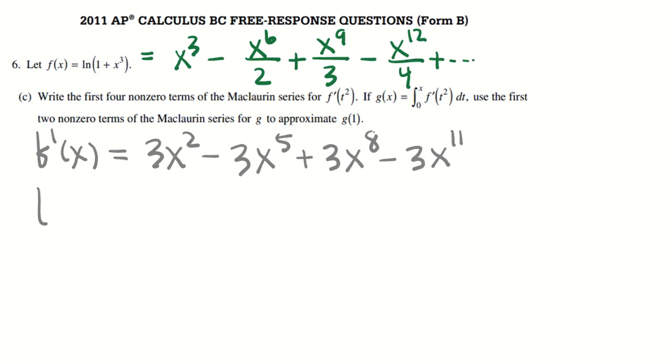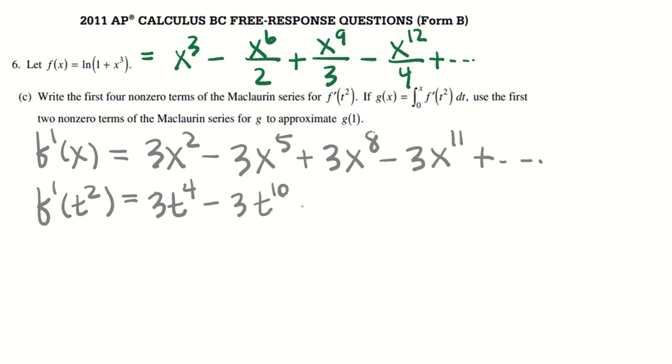Okay, so now what I'm going to do is, all right, t squared is t to the 4, so that's 3t to the 4. Okay, minus 3, when I put in t squared for x, I'm going to get t to the 10, plus 3 times t to the 16, and minus 3 times t to the 22.